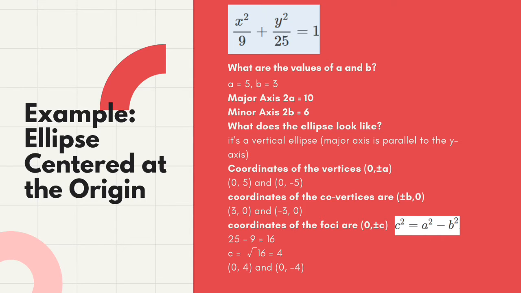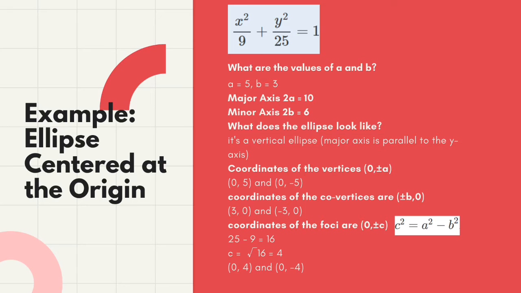To find the vertices, use the coordinates 0, plus minus a, which are 0, 5, and 0, negative 5. Next, to find the co-vertices, use the coordinates plus minus b, 0, which are 3, 0, and negative 3, 0.